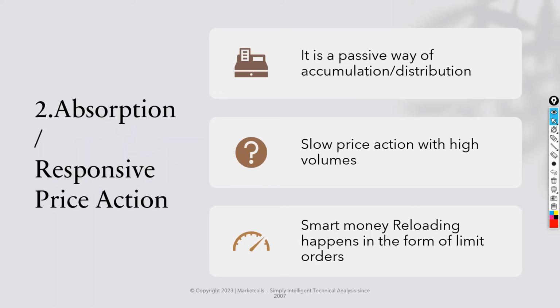But when it comes to absorption, as I said, this is something very important, because many times you will be seeing absorption based trade setups. Very frequently you'll be finding, at least in a day, sometimes even 2-3 times, an opportunity. Very frequently you'll be finding trapped buyer, trapped seller kind of stuff. So it is a passive way of accumulation or distribution. Smart money reloading happens in the form of smart limit orders. You see that smart money.